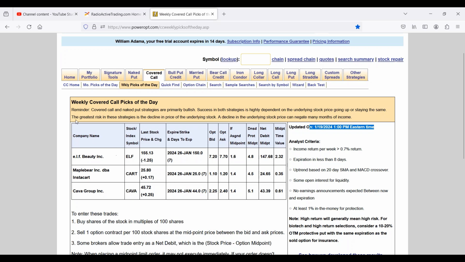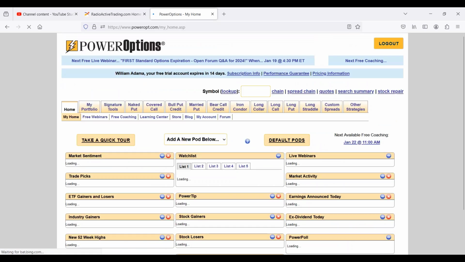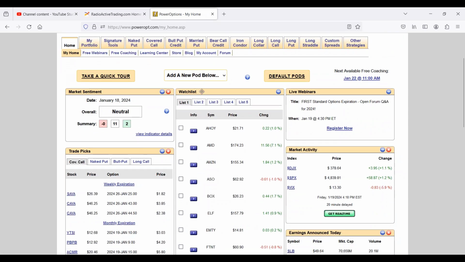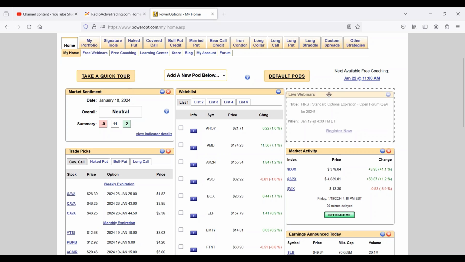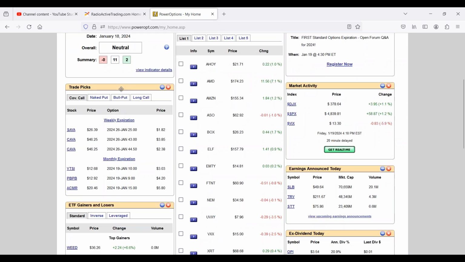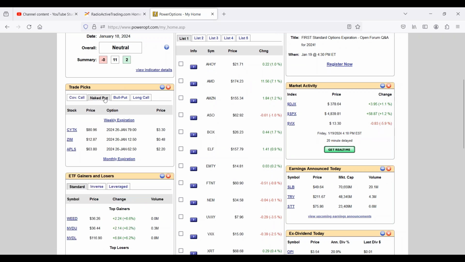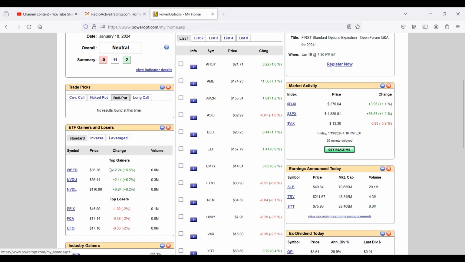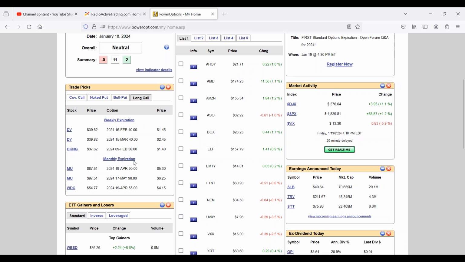Also, to make things easier, we recently added a pod to the main home tab where you can set up your watch list, of course, and create stocks that you're tracking or following, the market sentiment tool based on the 13 broad-based indicators, general market activity, next live webinars that are available. But we added the trade picks, which shows you a quick view of the covered call trades, monthly and weekly picks of the day, the naked put, monthly and weekly picks of the day, bull put credit, and of course the long call as well, the weekly and monthly expiration also based on Ernie's preferred criteria.